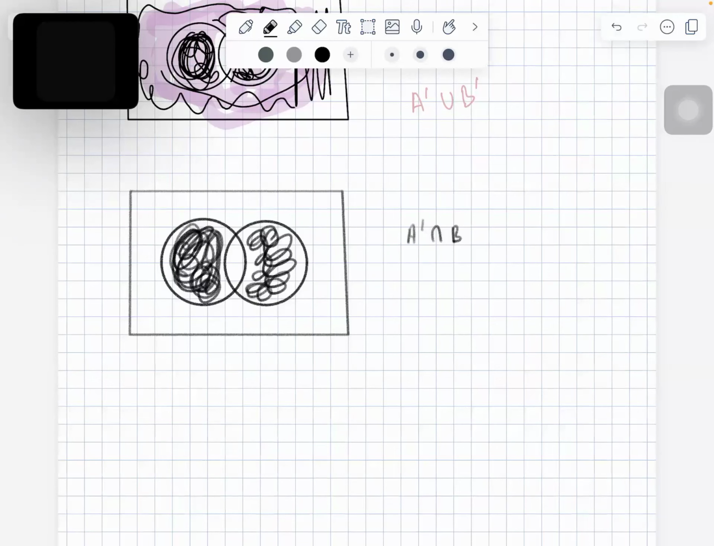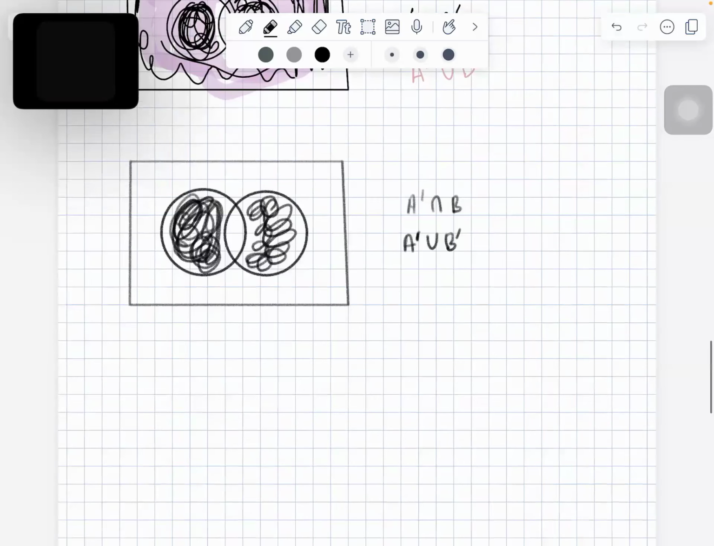I don't know if it's correct or not, but I think now. Yeah, tell me. The first thing I did is A complement union B complement. So if we draw it in a Venn diagram, can we try that? Maybe that works.